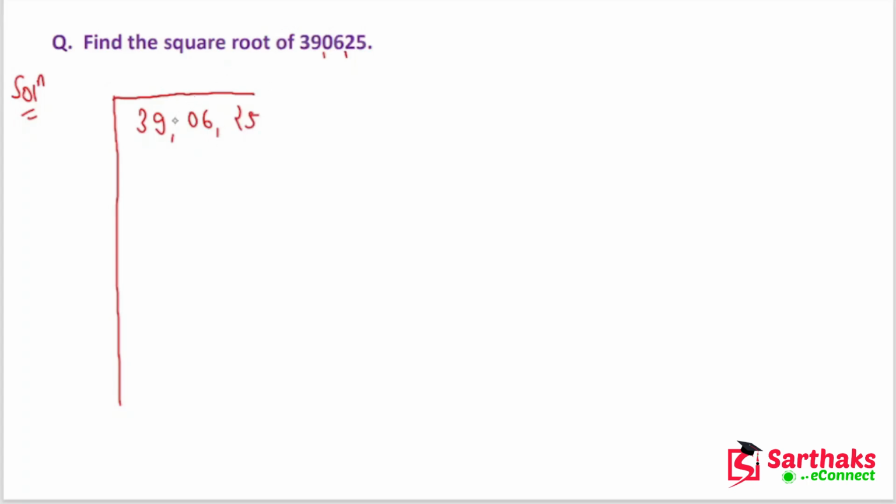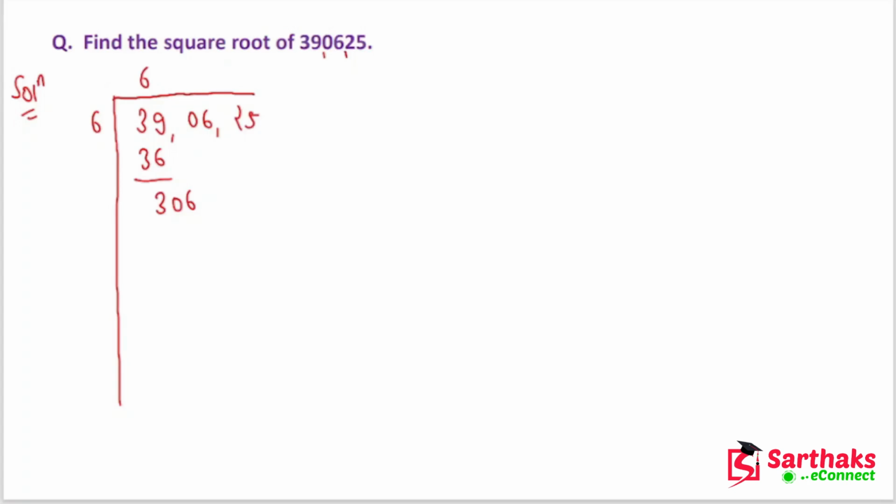Now the second step said to find a number whose square is just less than this first period. So we can see that just less than is 6, because 6 squared is 36, which is less than 39. So we'll get 6 as the first digit of the quotient. Now the third step said that you have to bring down the next period, so it would be 306, right? We have seen from the second step that the square of 6, which is 36, is less than 39.